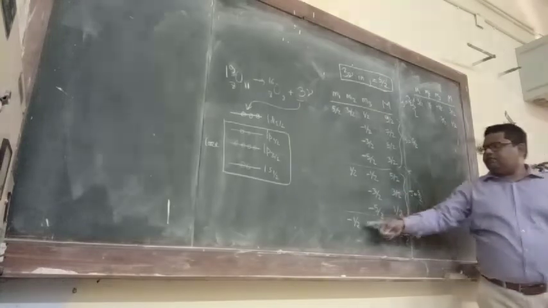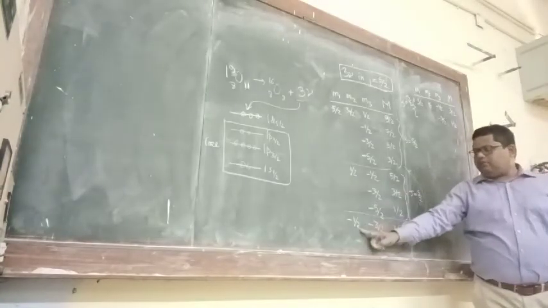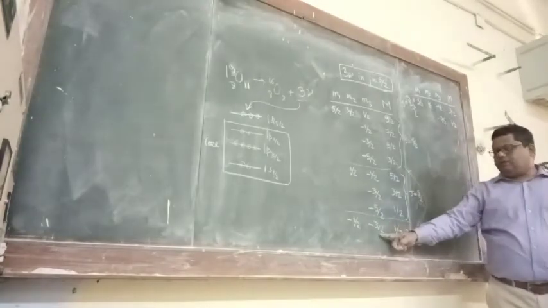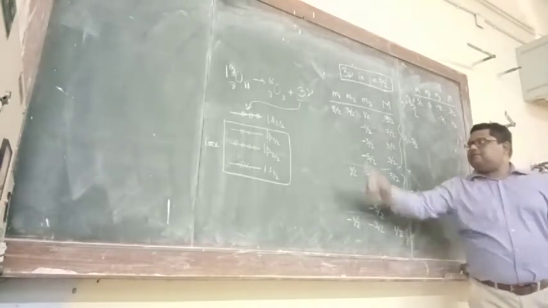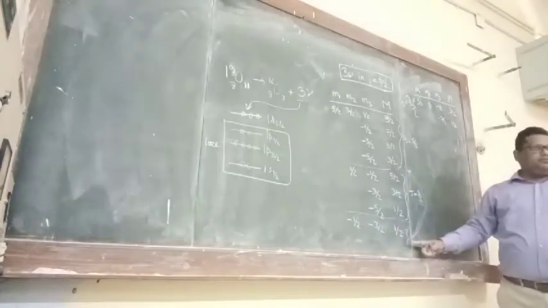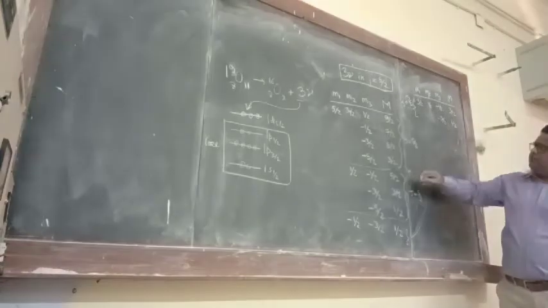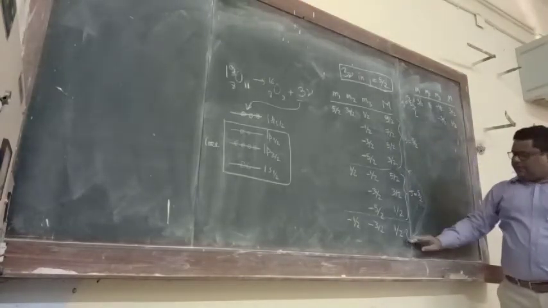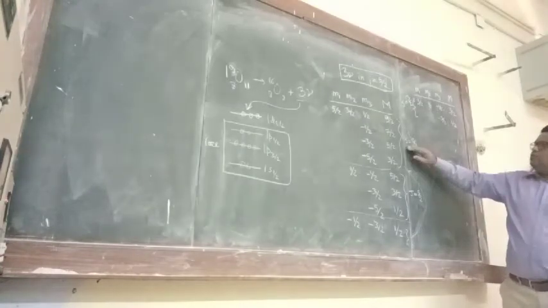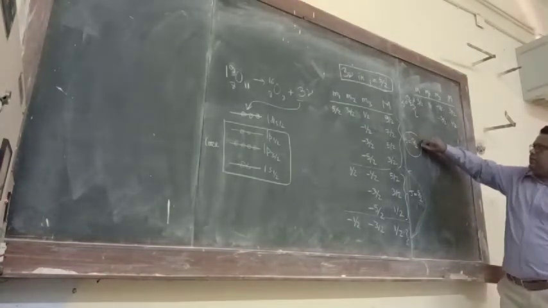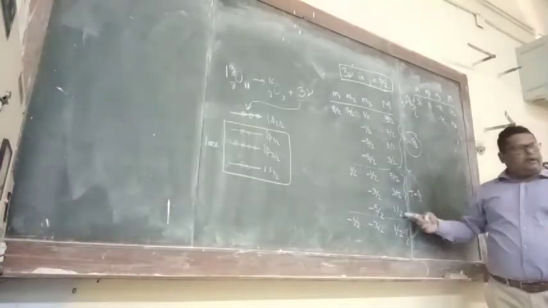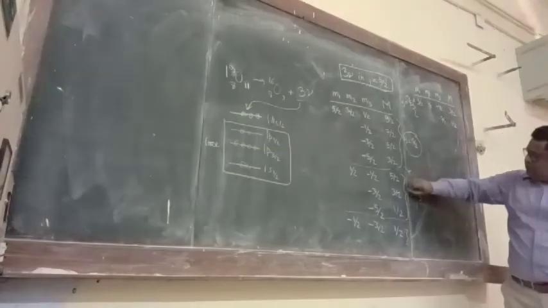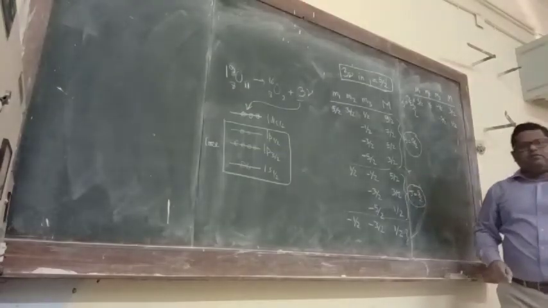I will do the change over here. So now I am going to take minus half, correspondingly minus 3 by 2. And this sum will give me half. Now you see, here we have two sets. This 9, 7, 5, 3 and 1 corresponds to the J is equal to 9 by 2 set. And these three values correspond to the J is equal to 5 by 2 set.